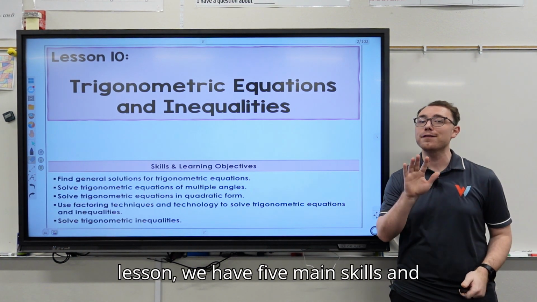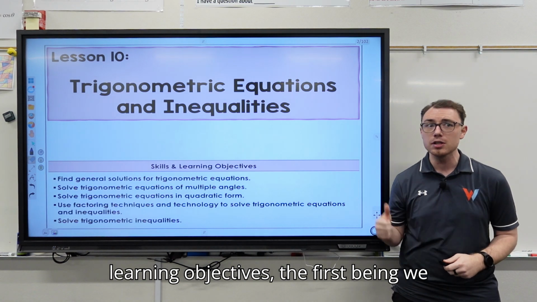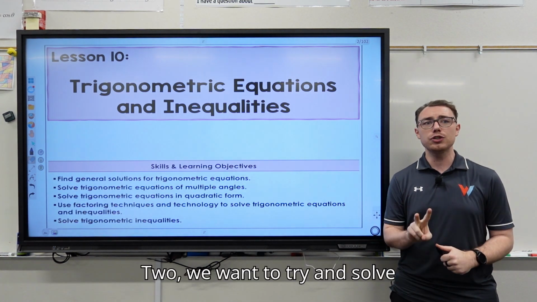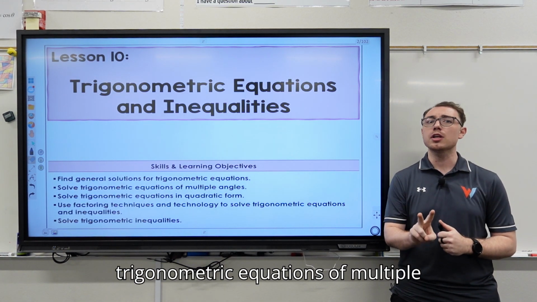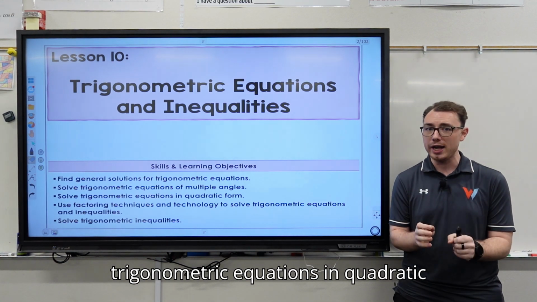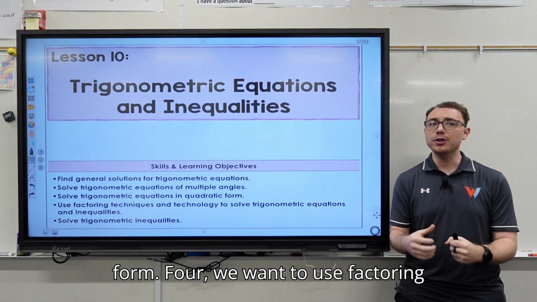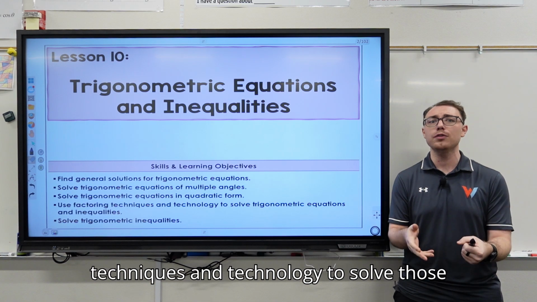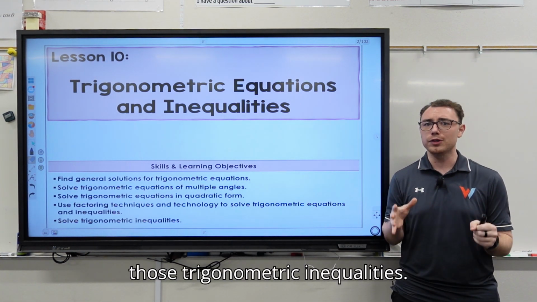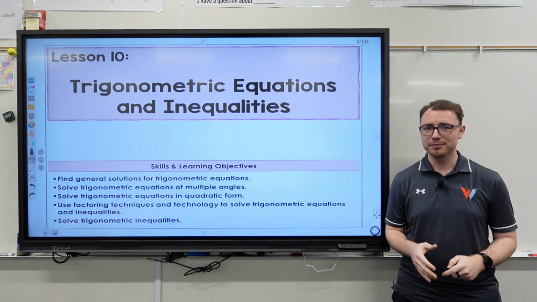In today's lesson, we have 5 main skills and learning objectives. The first being, we want to try and find those general solutions for trigonometric equations. 2, we want to try and solve trigonometric equations of multiple angles. 3, we want to try and solve trigonometric equations in quadratic form. 4, we want to use factoring techniques and technology to solve those trigonometric equations and inequalities. And 5, we just want to try and solve those trigonometric inequalities.